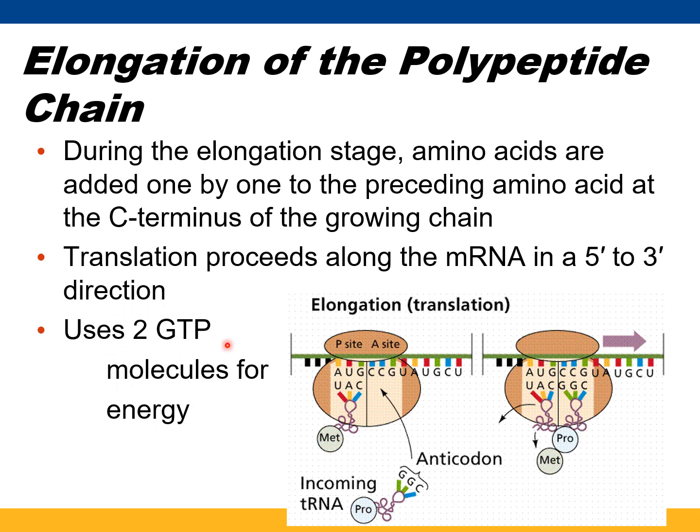And like before, we're using GTP for energy. So every time we shift over one codon, we have to hydrolyze 2 GTP. I'm guessing that one of the hydrolyses is to shift that peptide over onto the new incoming amino acid. And the second GTP is moving the complex relative to the mRNA.